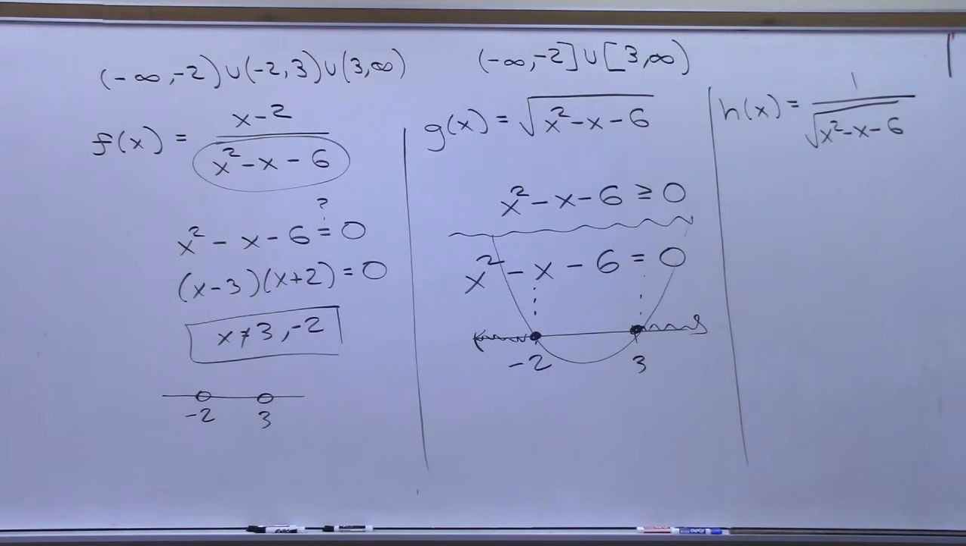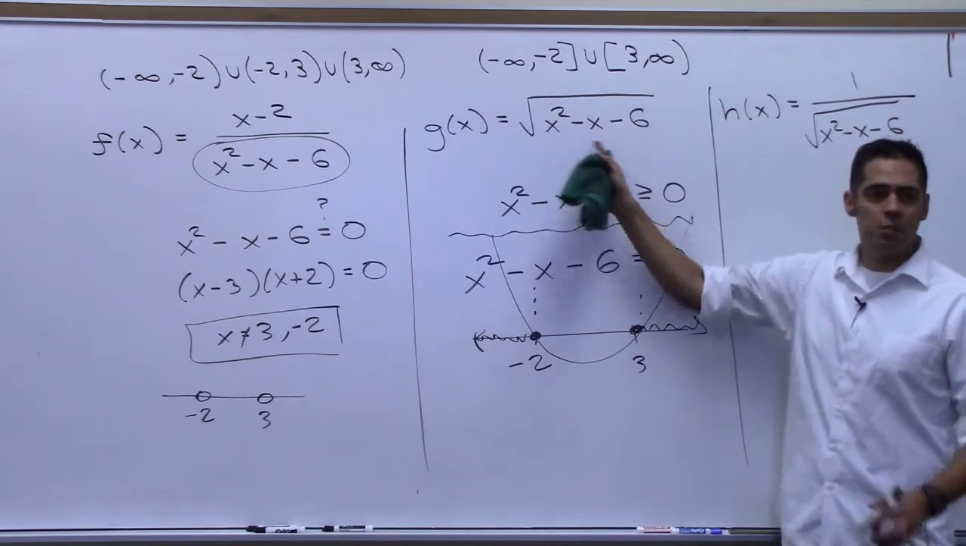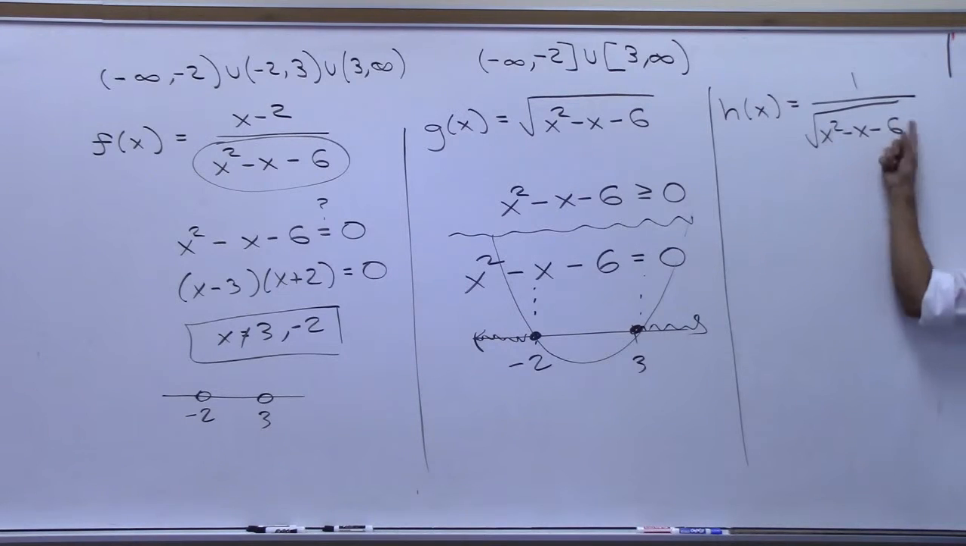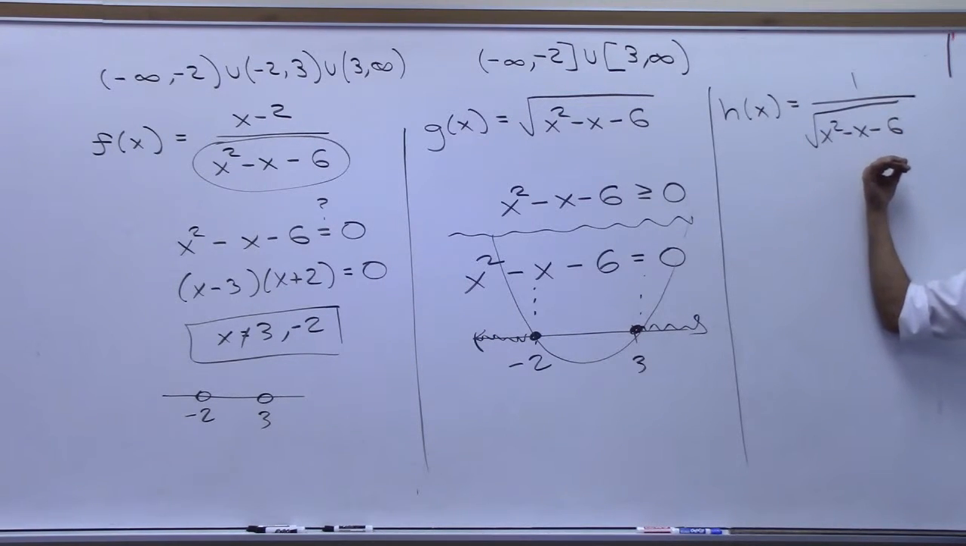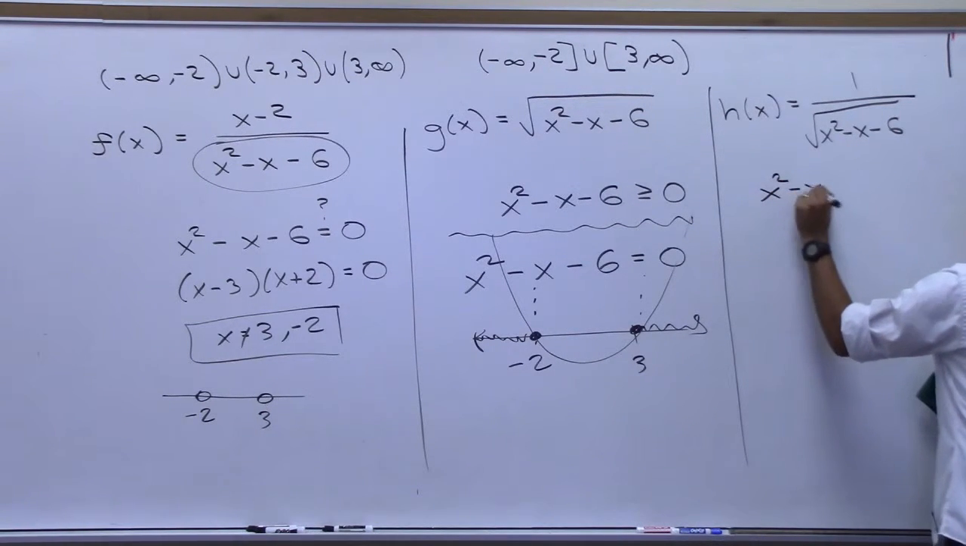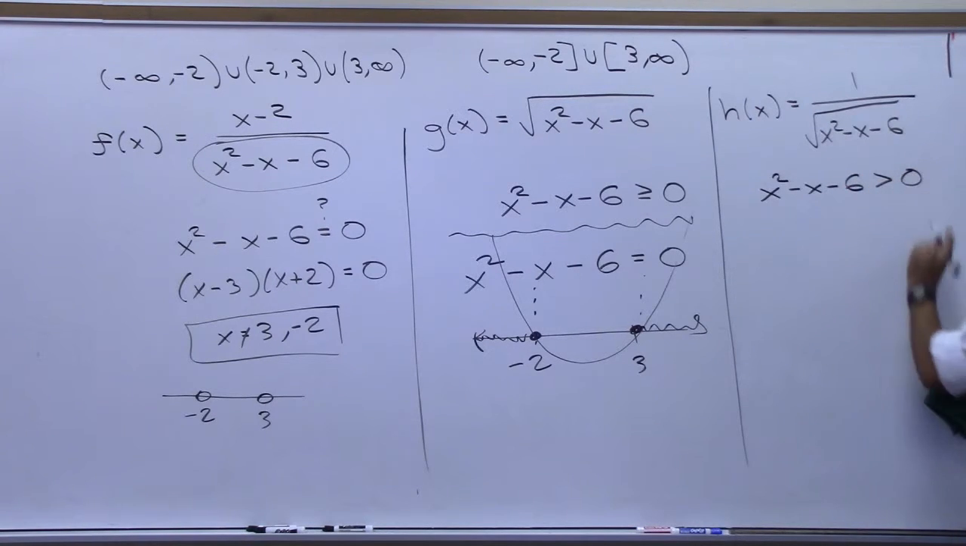Can't have it negative, which is the same as this. This can't be negative, but this one could be 0. This one cannot be 0. You can take the square root of 0, that's fine, but then you're trying to divide by it, and that's not allowed. So shouldn't this be the same thing, except x squared minus x minus 6 just bigger than 0, not equal to?